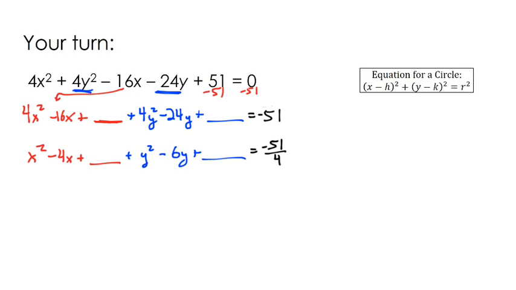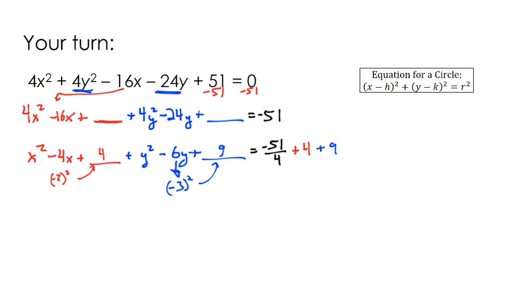Now I'm ready to complete the square twice. I'm going to take my middle term, divide it by 2, and square it. That means I add 4 there. Anything I add to one side of my equation, I have to add to the other side. Now I'm going to do the same thing for my y values. I'm going to take my middle term, that b value, divide it by 2, and then square it. Anything I do to one side, I have to do to the other.